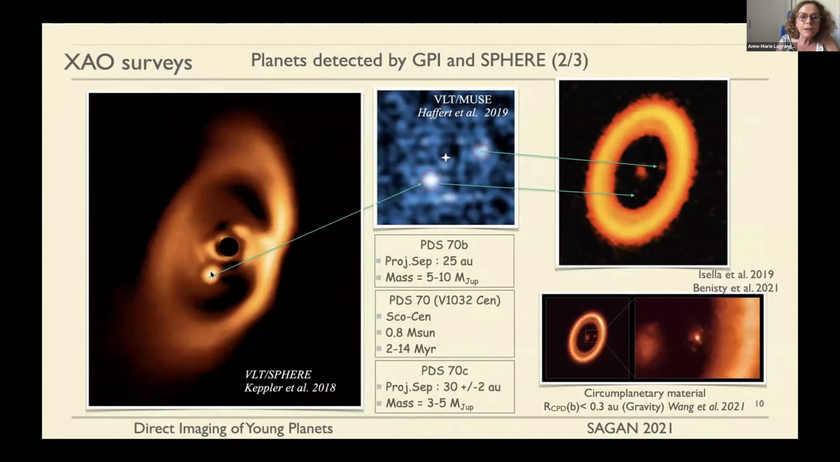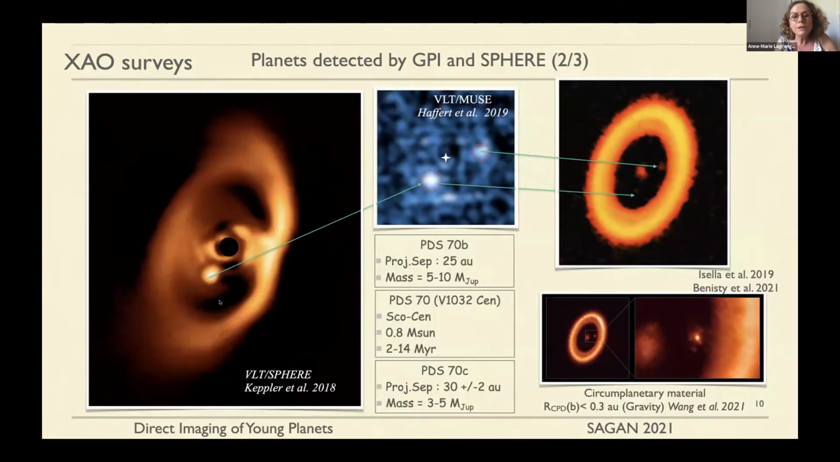PDS 70b that you see here, that was detected 3 years ago. And it was also observed in H alpha with MUSE, showing that the planet is still accreting material. Another planet, PDS 70c, was detected, and the system was observed.